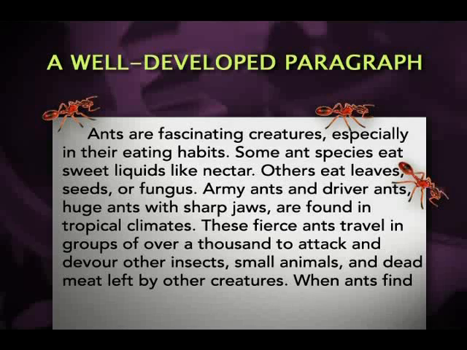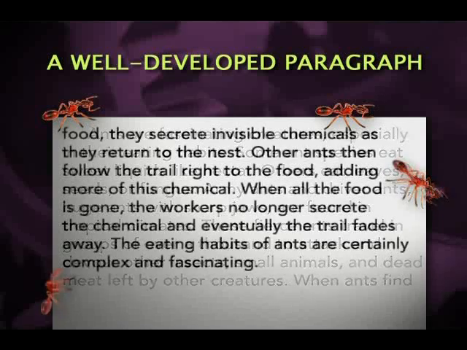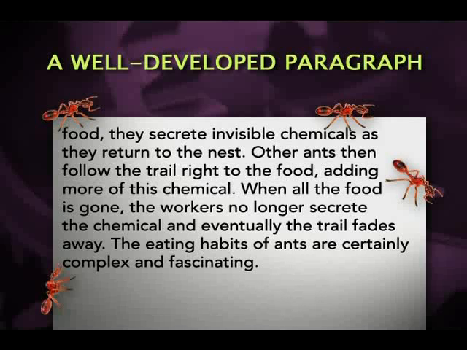left by other creatures. When ants find food, they secrete invisible chemicals as they return to the nest. Other ants then follow the trail right to the food, adding more of this chemical. When all the food is gone, the workers no longer secrete the chemical, and eventually the trail fades away. The eating habits of ants are certainly complex and fascinating.